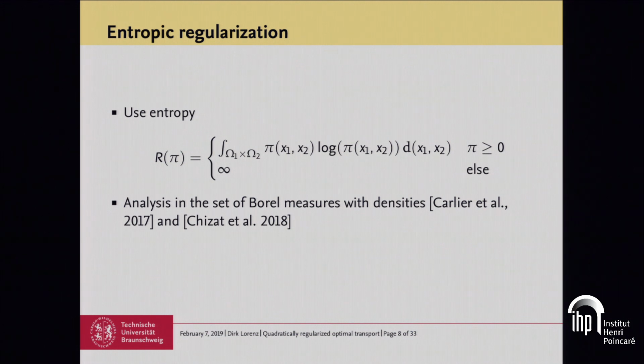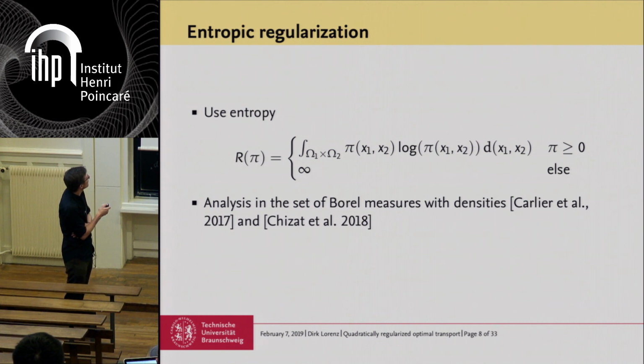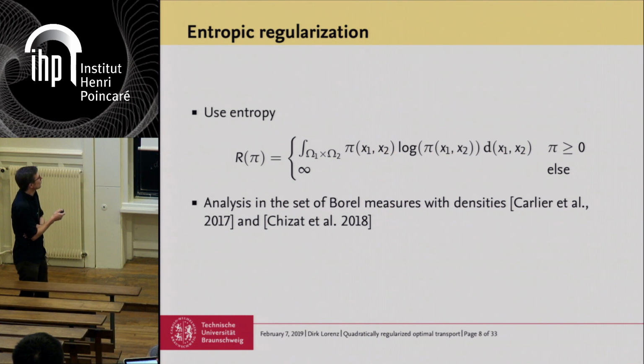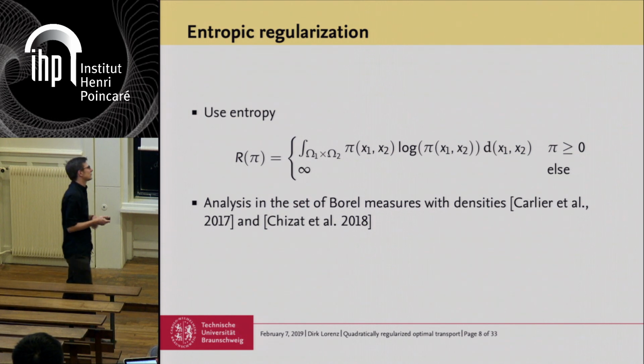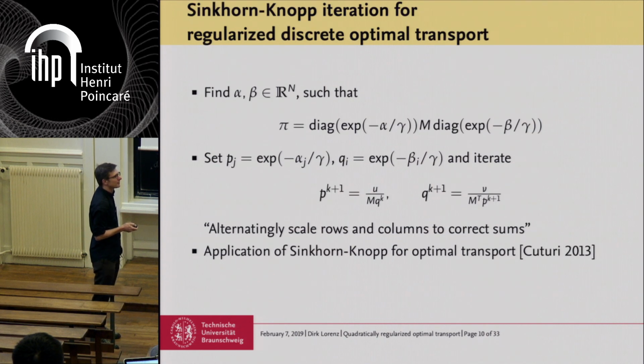Again, this is kind of an old idea. I don't know how old it really is, but the analysis in the continuous case, the first thing I learned about it is in these two papers here. They're analyzing the set of Borel measures which have densities of finite entropy. So this is a subset of the Borel measures, all those which have densities, and the densities should have finite entropy.